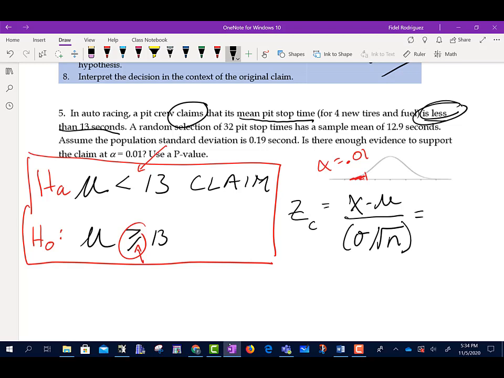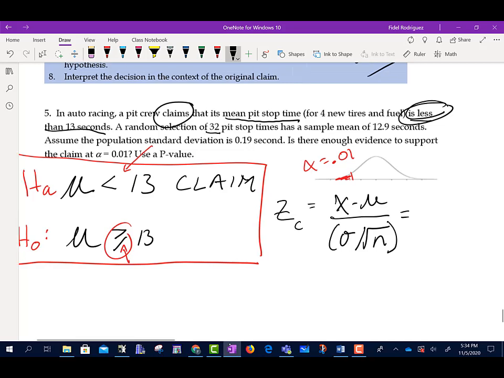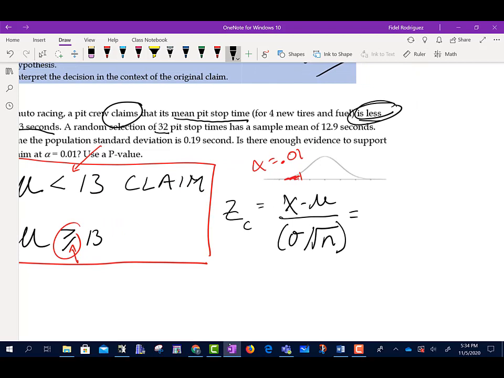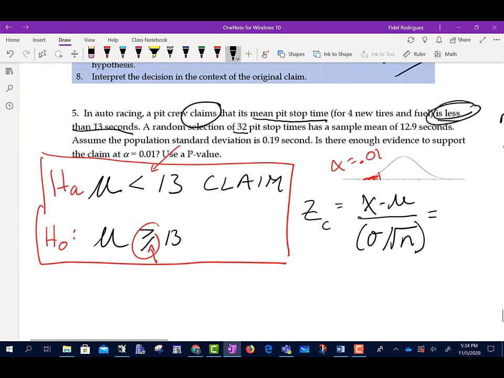I'm going to keep reading in my problem. It says a random selection of 32 pit stop times. I'm going to stop right there. What does that mean? It means that my n is 32. It has a sample mean of 12.9 seconds. That's my x bar is equal to 12.9.